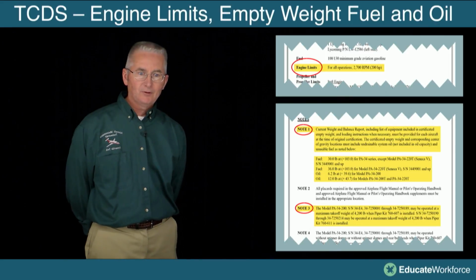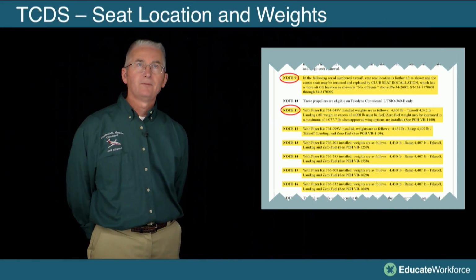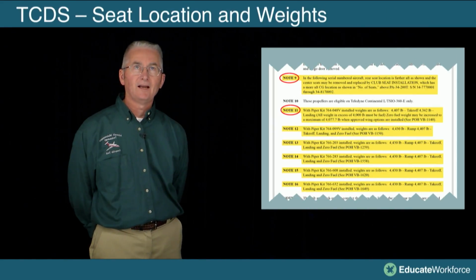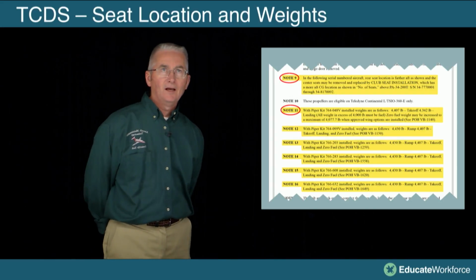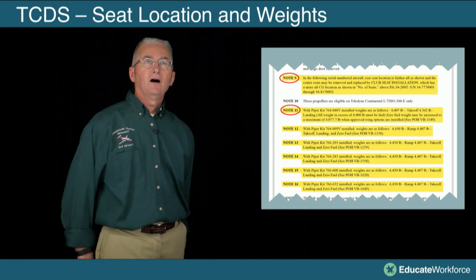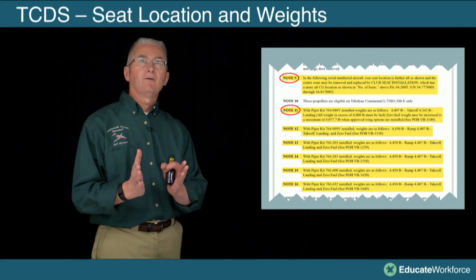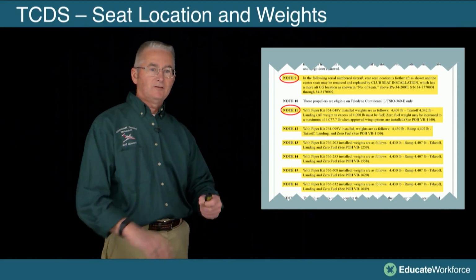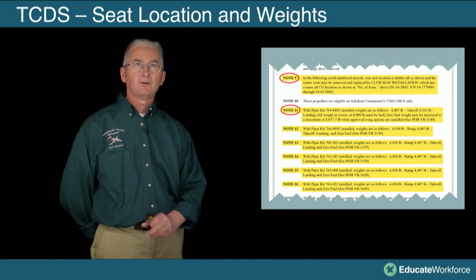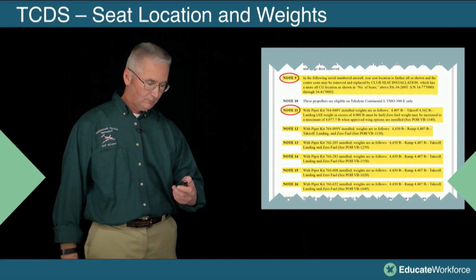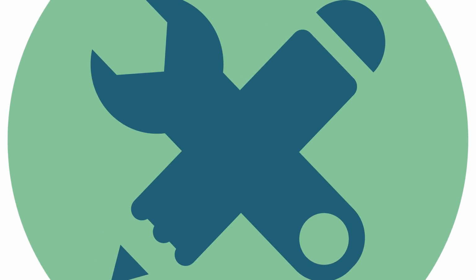There may be something pertinent to your aircraft that you need to know. And the notes go on. You can see we've got 9, 10, 11. On note number 11, it gives us some specifics about a Piper kit that's actually loaded on the aircraft. If your aircraft does not have that kit, then number 11 is not important to you.